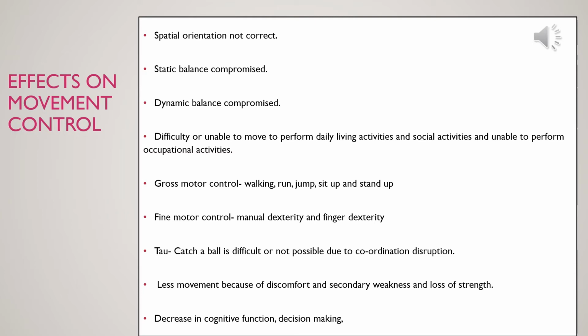Gross motor control is affected, and it may be difficult for you to catch a ball due to coordination disruption. In general, people move less, and if this is chronic, secondary weakness and loss of strength occurs, and in some cases there is a decrease in cognitive function and decision making.